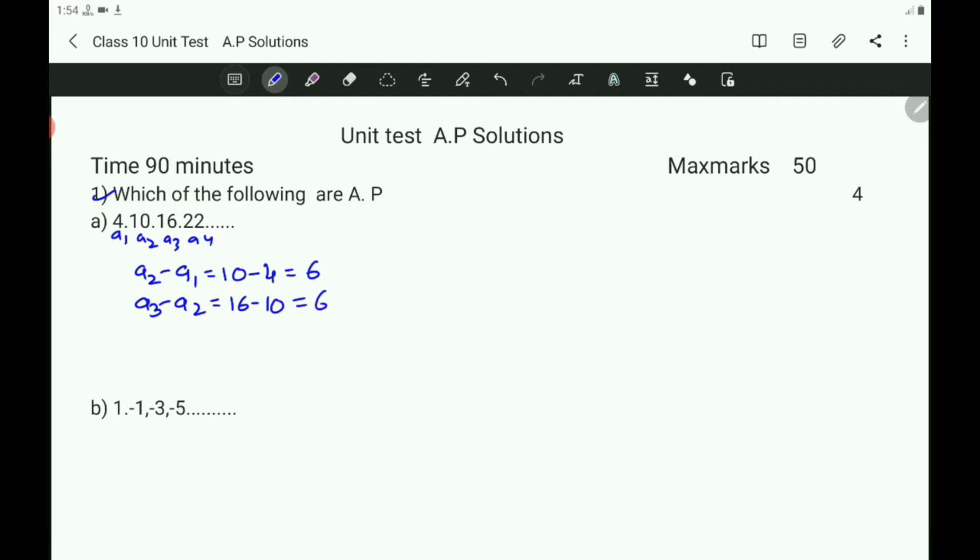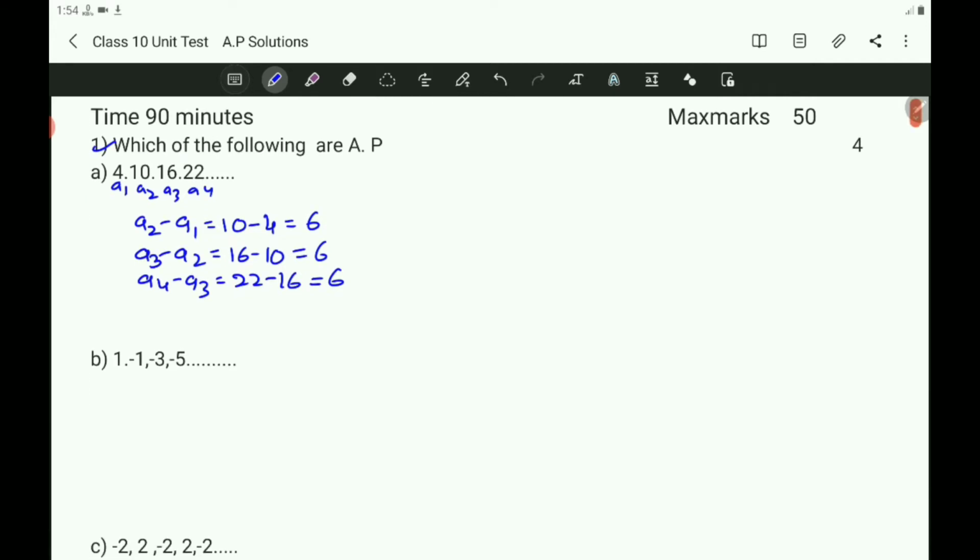You will get 6. Again, A4 minus A3: A4 is 22 minus 16, then also you will get 6. Here you got that A2 minus A1 equals A3 minus A2 equals A4 minus A3, all equal to 6. Therefore, what can you conclude? You can say that 4, 10, 16, 22 is AP.